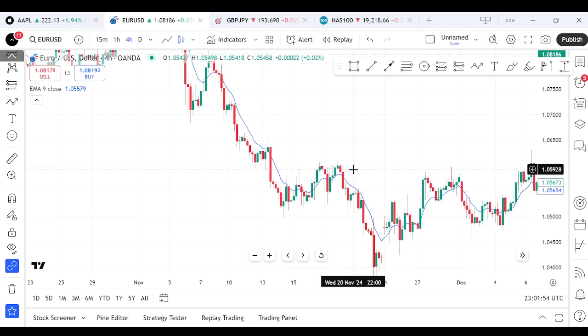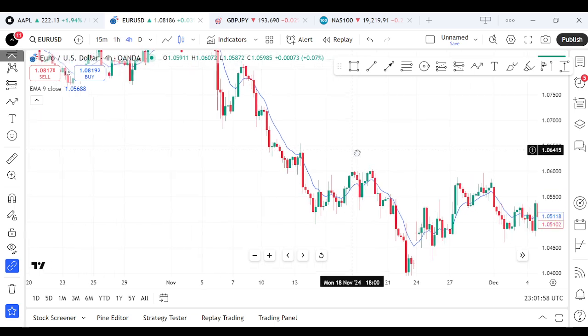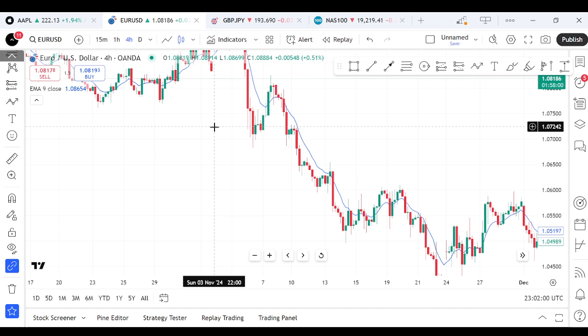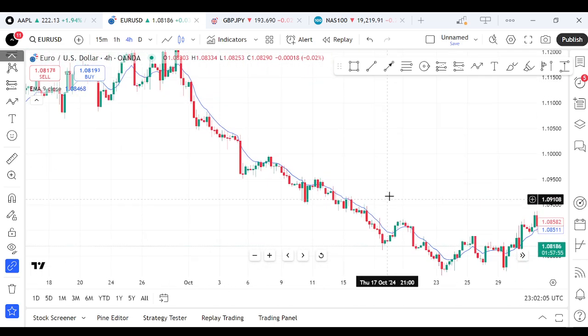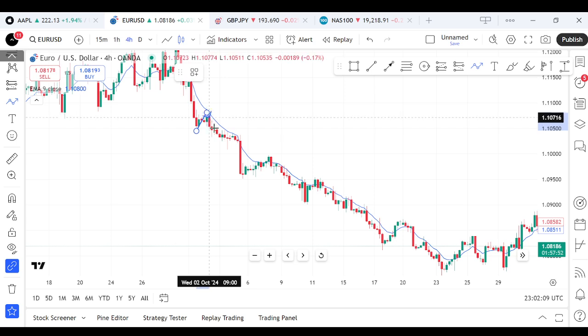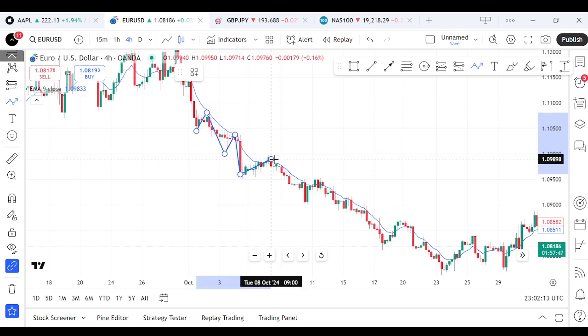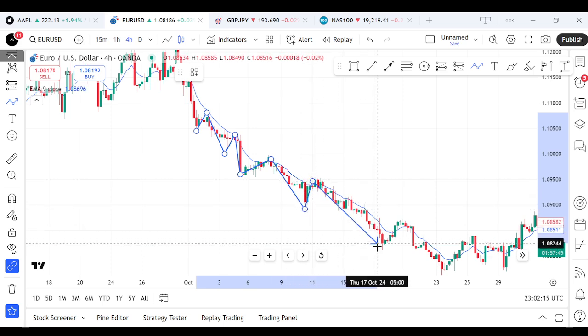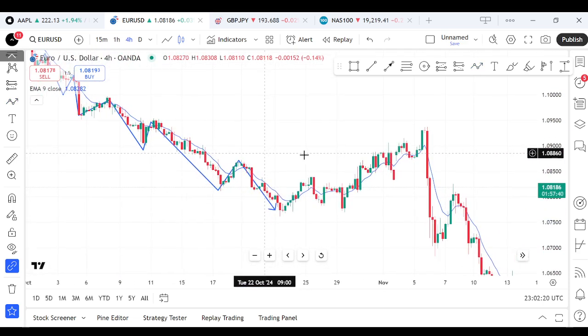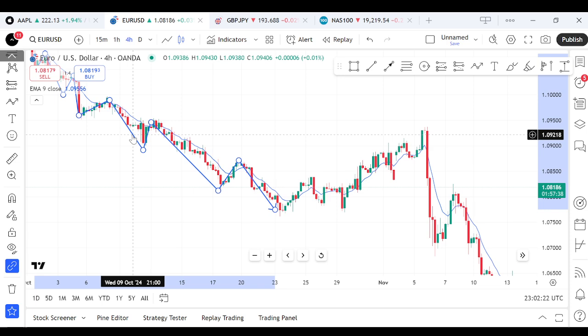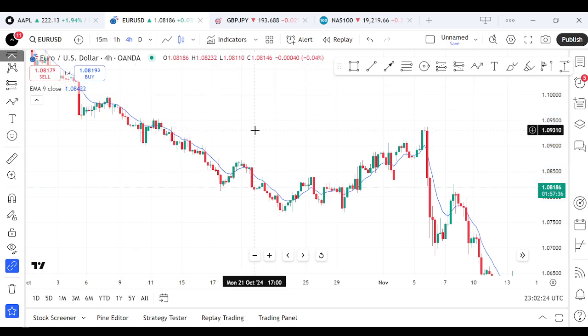The EMA acts as a dynamic indicator on your chart. When prices approach a rising EMA, it often serves as support, while a falling EMA can act as resistance. You can see that happening right here. See price using it as resistance, failing to go above that EMA, using it as resistance to keep pushing all the way down. So price can use the EMA for support and resistance.